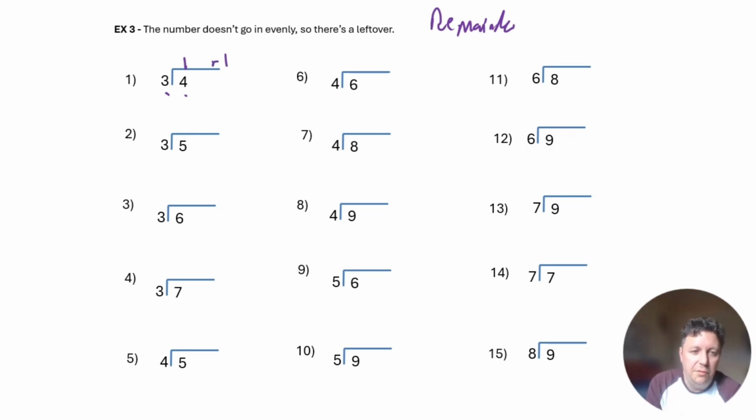The next question, 3 into 5 goes once, and that's remainder 2. 3 into 6 goes twice. That's nice because that does go evenly. 3 into 7, that goes 2 times, remainder 1.